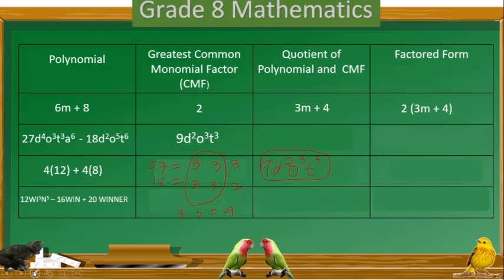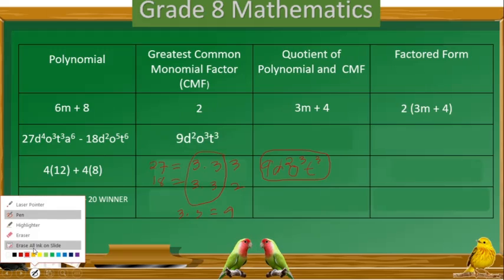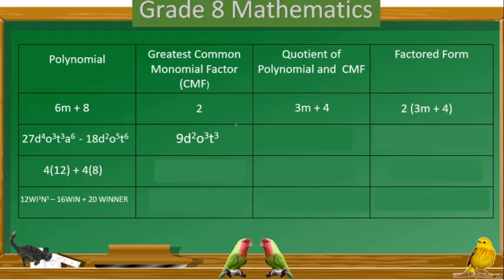Now the next is, we will use this one as the divisor for our polynomial. Okay, 27 d to the 4th, a o cube and t cube, and 18 d squared o to the 5th t to the 6th, divided by 9 d squared o cube t cube to get the first quotient.